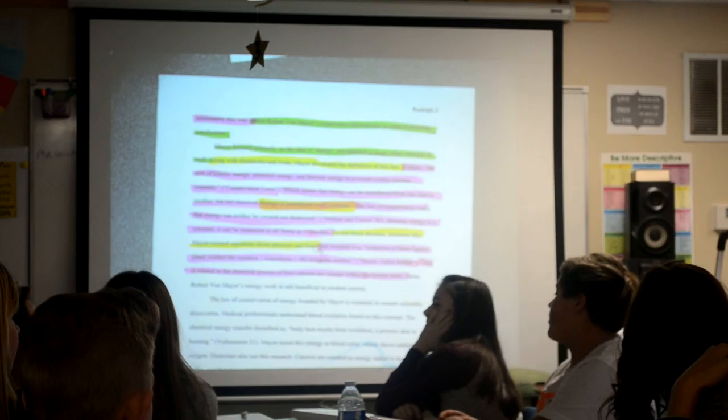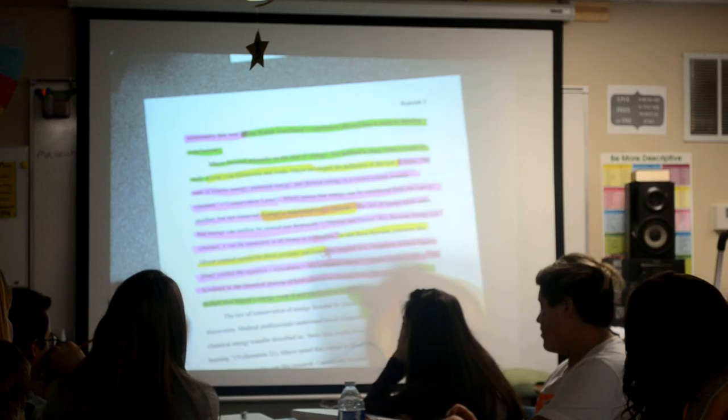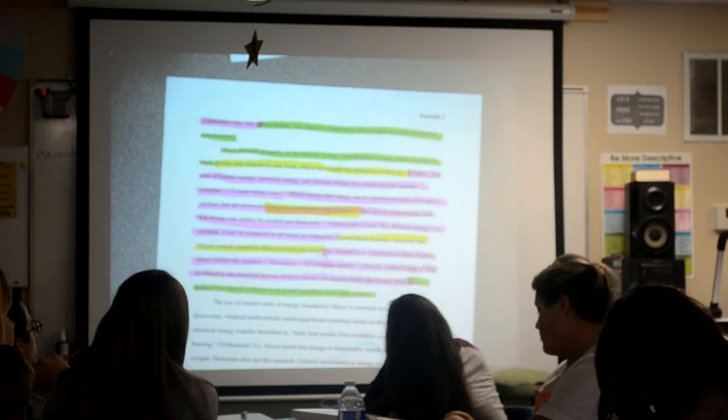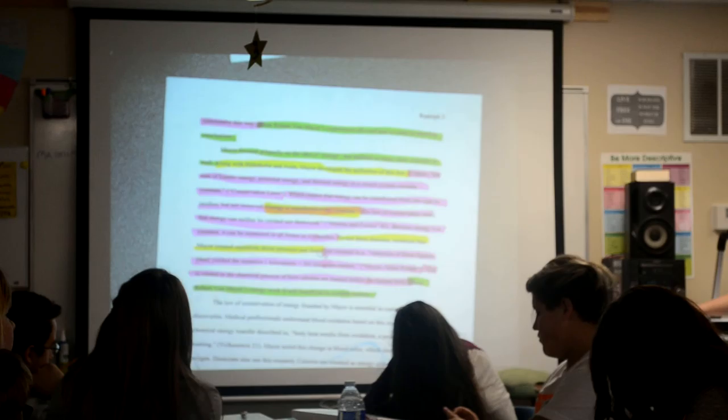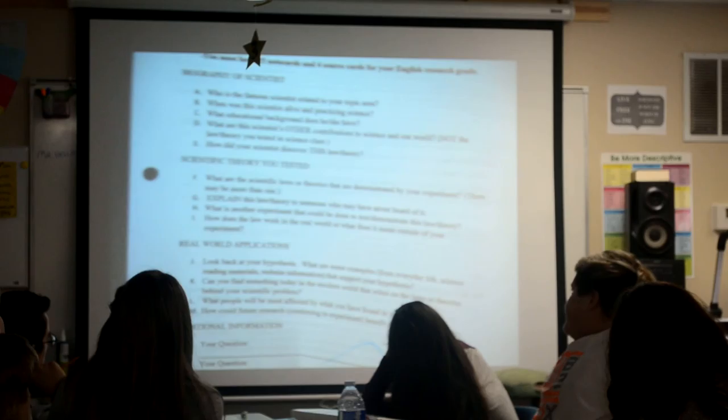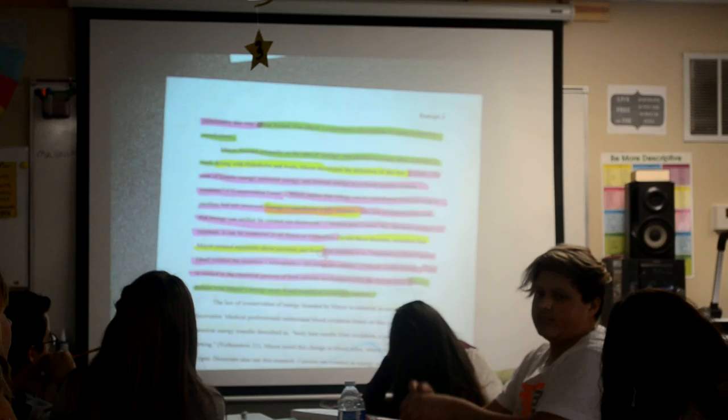Transition, green. So, if this paragraph, stay with me because I'm about to blow your minds. If this paragraph was talking about his energy work, what do you think the next paragraph is talking about? Energy. Beamer, say it louder. The real world. Real world. And do you know what? That transition was so good that you didn't even have to look back at this packet. But look at that. What's the topic of body paragraph 3? Real world applications. Is this making sense? Yeah. Do you think it's going to be easy when you plug it all in?